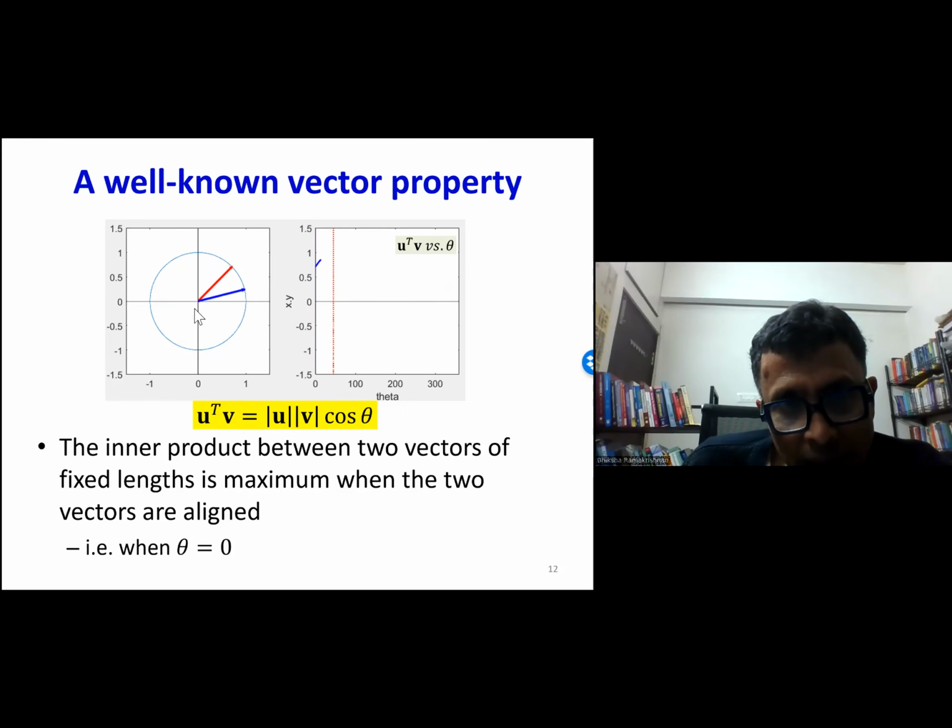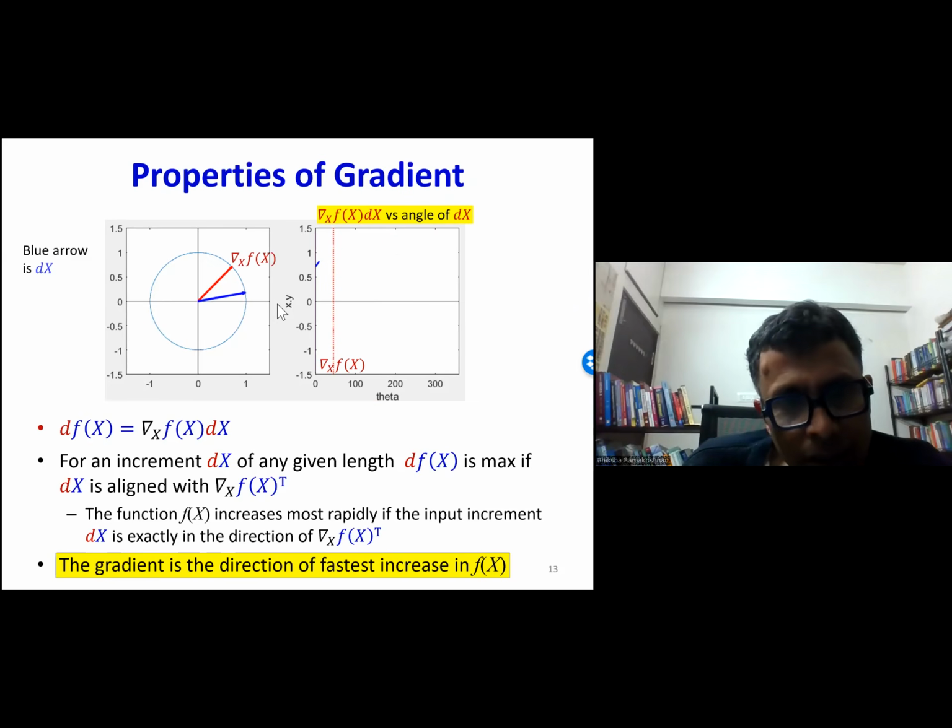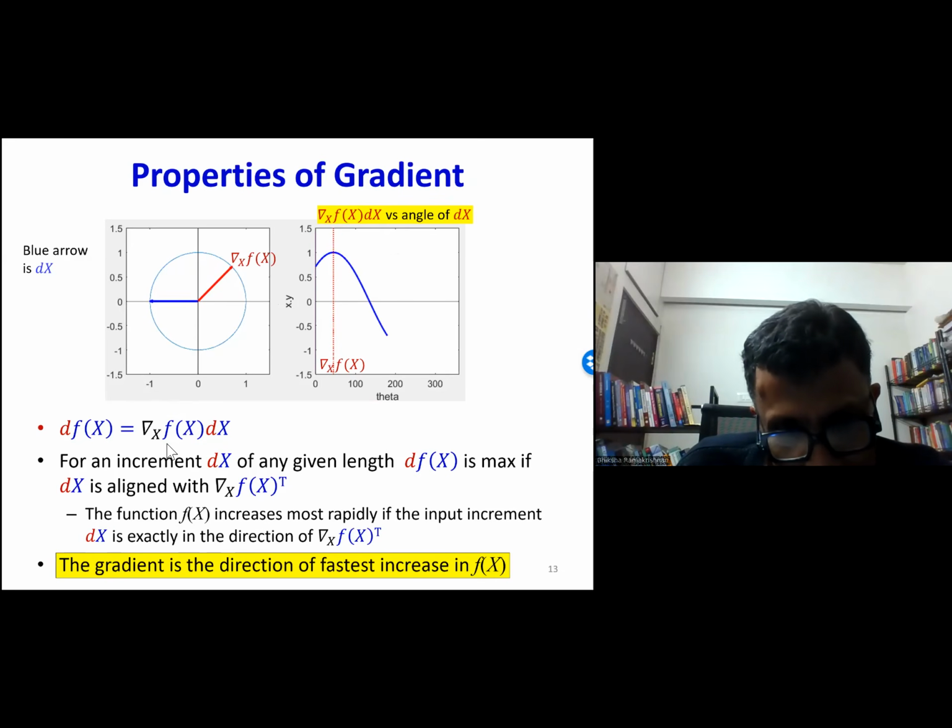And so if this is u, and if the blue vector is v, as v rotates around, here's what the inner product is going to look like. It's going to be maximum when theta is 0, when u points exactly in the direction of v, and it's going to be minimum out here when theta is 180 degrees, that is when u points exactly opposite to v, right? So now let's go back and look at the equation for the derivative. We said df equals nabla f times dx. Each of these two are vectors, right?